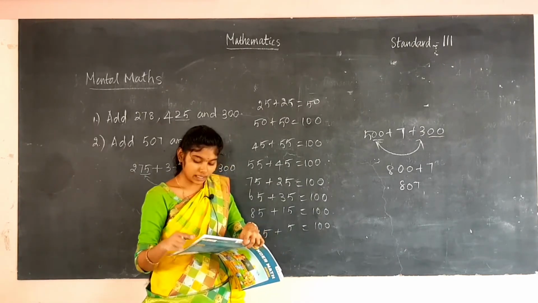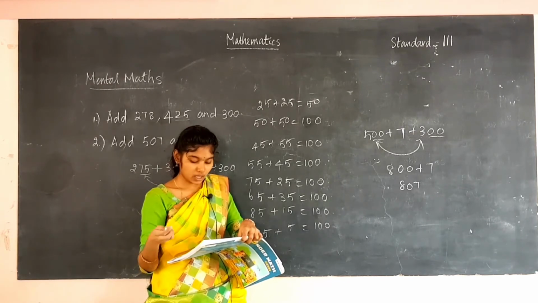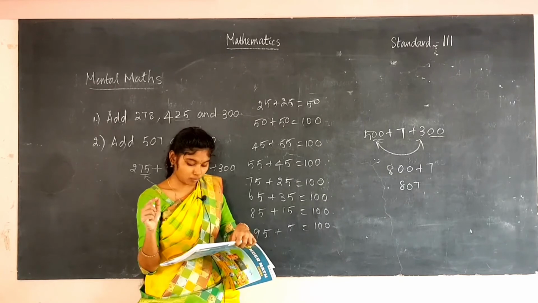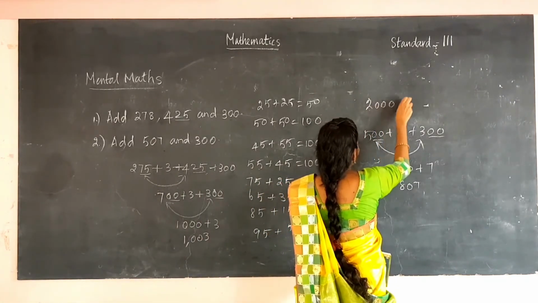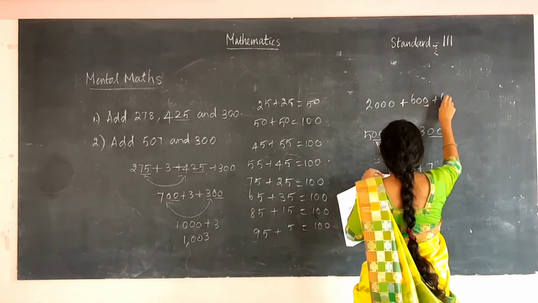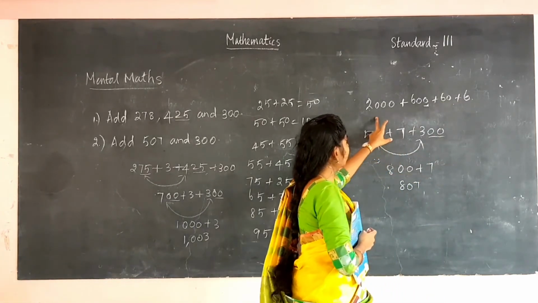So while we are adding these numbers, you will get the answer. You know how to add the numbers easily. This looks like a standard form. So see here, 2000 plus 600 plus 60 plus 6. This looks like the expanded form.